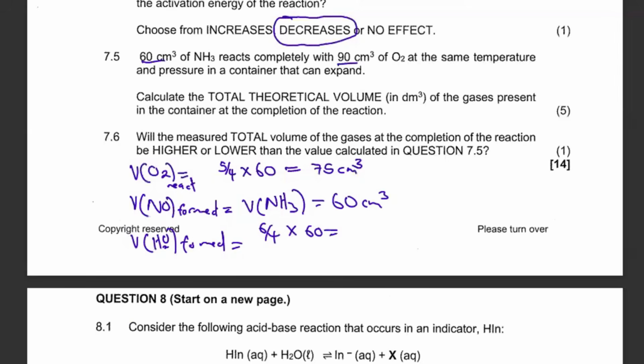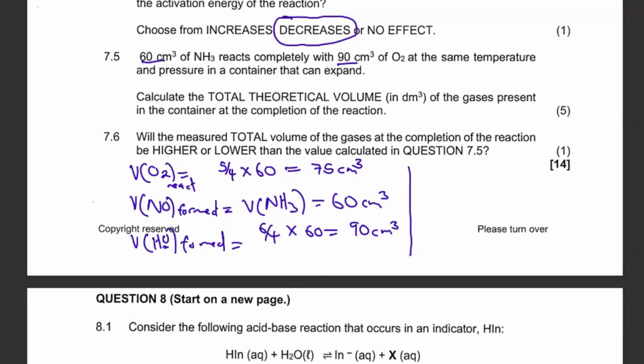If you do the math there, 6 divided by 4 multiplied by 60, the answer that we're going to get is 90, which is 90 cubic centimeters, right? So now this is what we're going to have. Then after that, we need to see what is remaining.